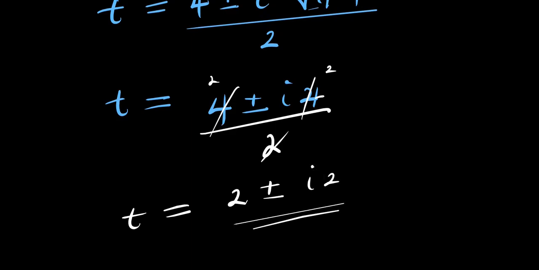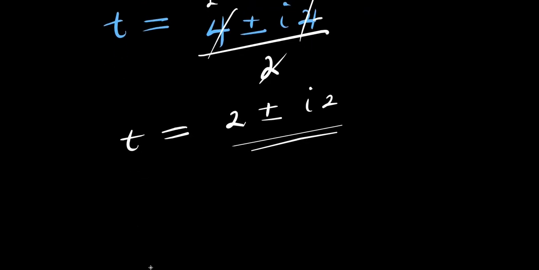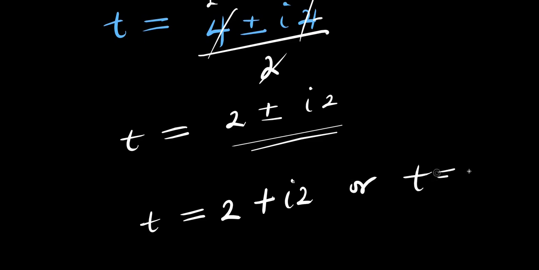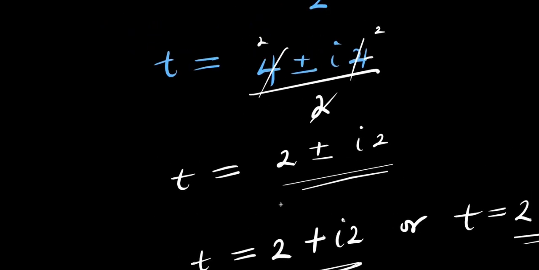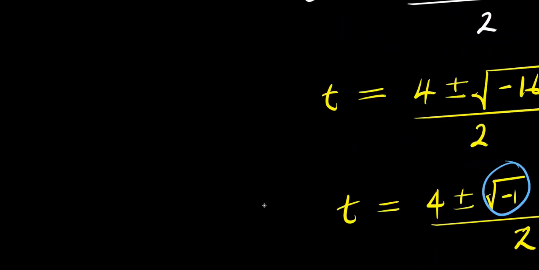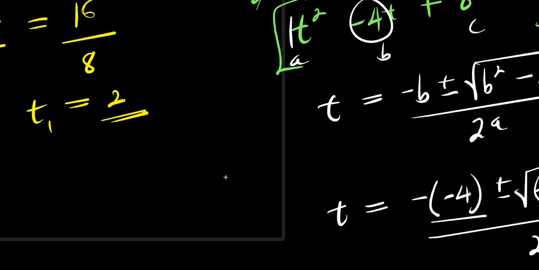So we have two values for t. That means we are going to have t equals 2 plus 2i, or we have t equals 2 minus 2i. So these are the complex values. And we have only one real solution, which is t equals 2.